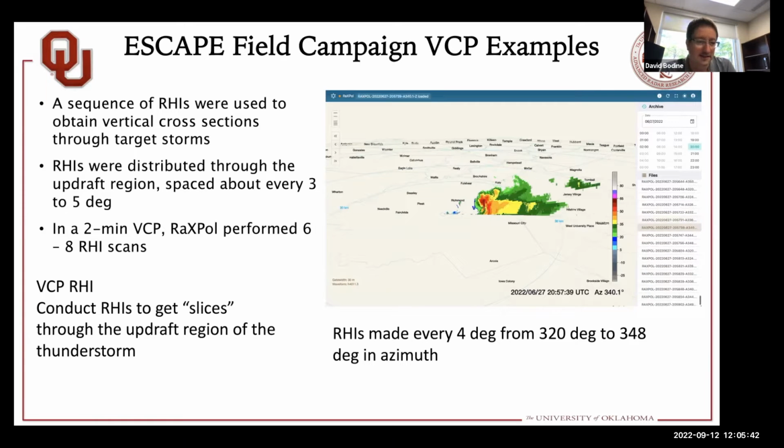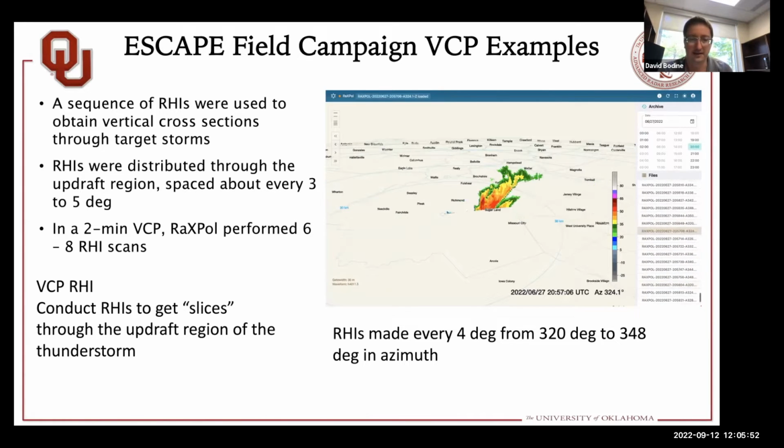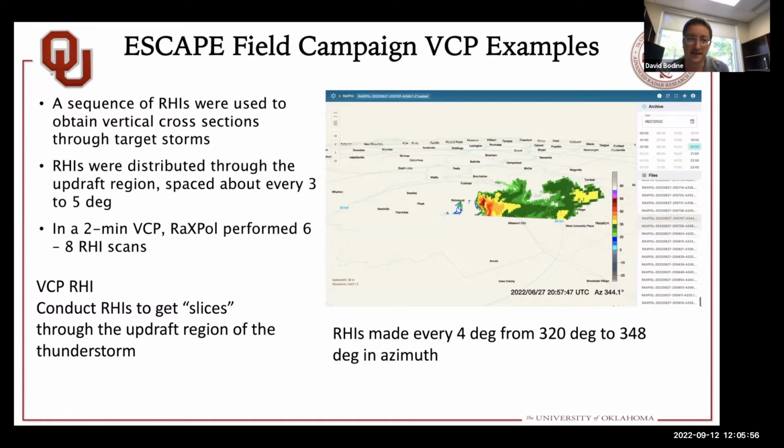Overall, the goal in ESCAPE was to get good data on convection. The observations were made about every 2 minutes for the revisit time. That way, the storms hadn't undergone such significant evolution that it was really hard to interpret the data. The real goal is to understand the evolution of the thunderstorms.